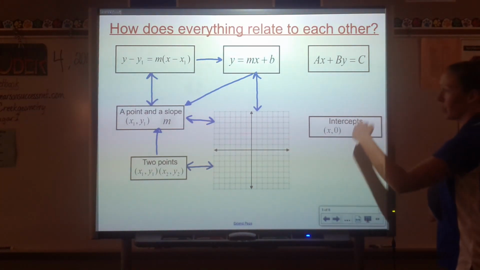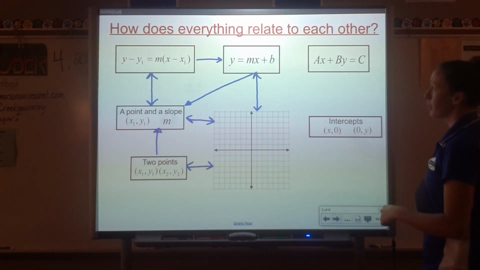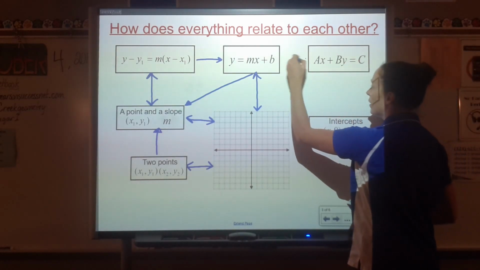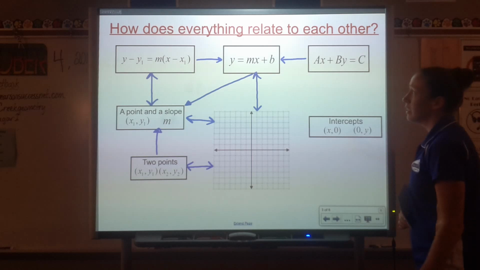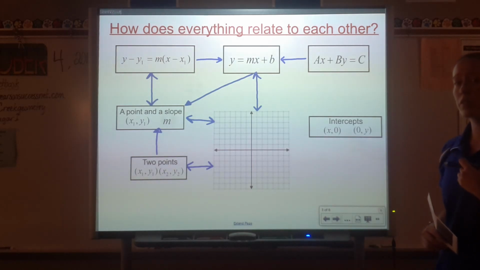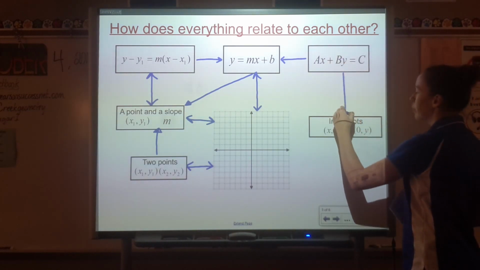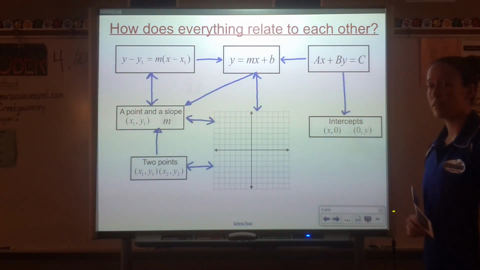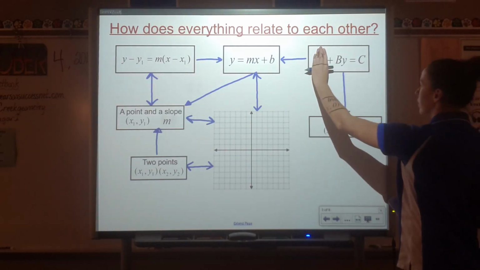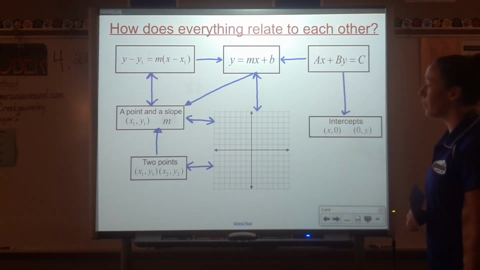Let's head over here to the right column. With the right column, standard form, you can convert that to slope-intercept. I consider that to be a critical skill. We're going to practice that in just a moment as well. You can also take standard form and pull your intercepts, x and y, using the cover-up method. We'll talk about that in class as well.